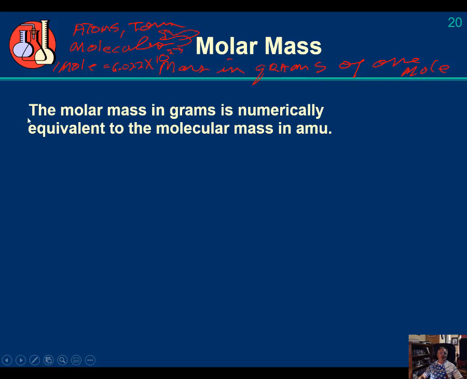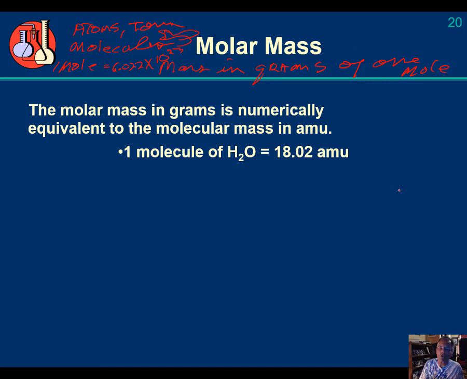So here's what we learned. The molar mass in grams is numerically equivalent to the molecular mass in AMU. So it's going to be the same number. So if I take 1 molecule of water, we're talking about just one of these, okay? And we typically write that as H2O. 2 parts hydrogen, 1 part oxygen, all right? And so if I have what we call 1 molecule of the stuff, I'm just talking about a single particle.